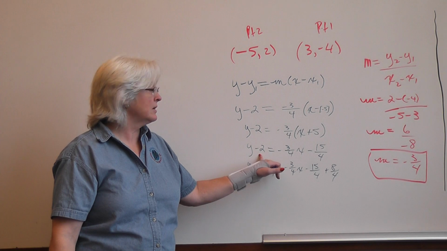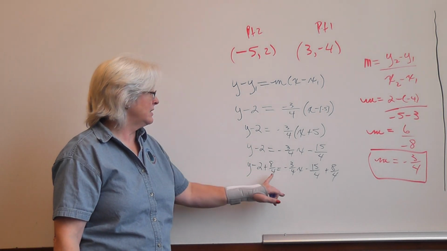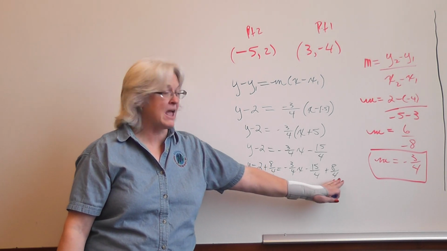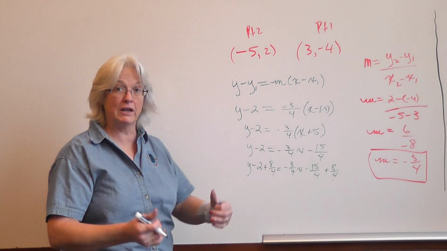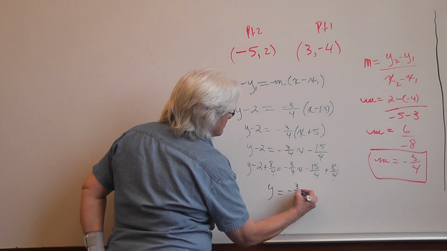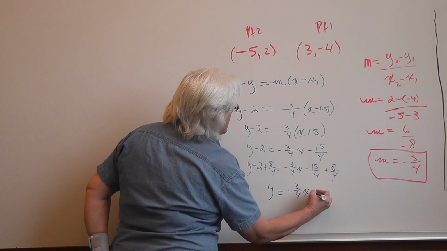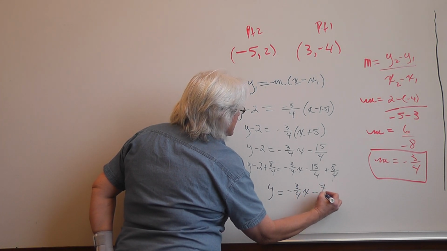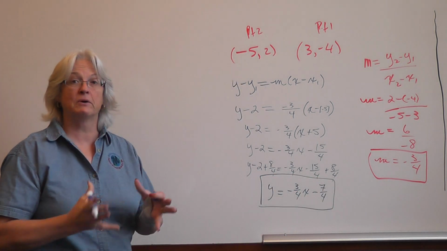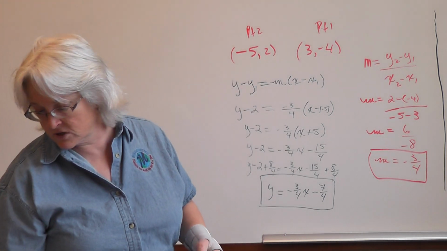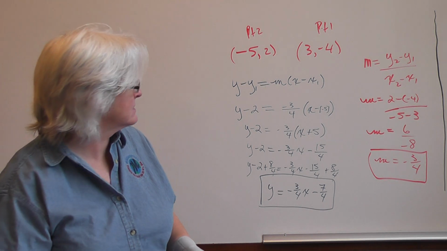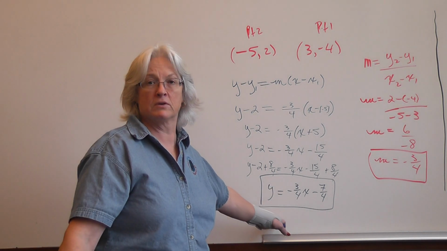Subtracted a 2 here. In order to isolate the y, I have to add a 2 to both sides of the equation. But I'm going to have to be able to add fractions over here, so I just went ahead and renamed it. Now I have y is equal to negative 3/4 x minus 7/4. And this, my friends, is the equation of the line. So let's go check and see. y is equal to minus 3/4 x minus 7/4.